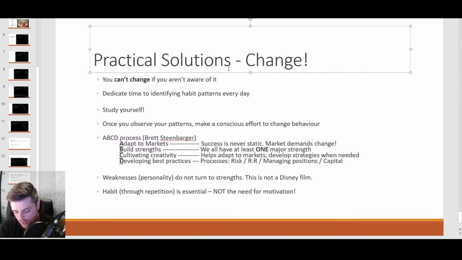So the actual practical solution to change. Now, this is probably the most important part. You can't change if you're not aware of it. Now, I see a lot of you are aware of things like FOMO.